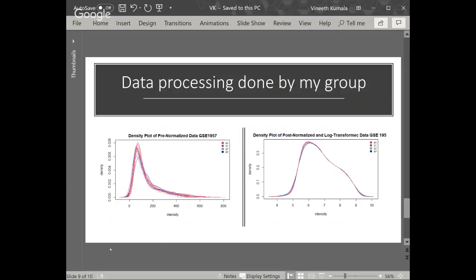And these show the density plots of pre-normalized and post-normalized and log transformed data. So after normalization and log transformation, the data appears to be smoothly overlapping.